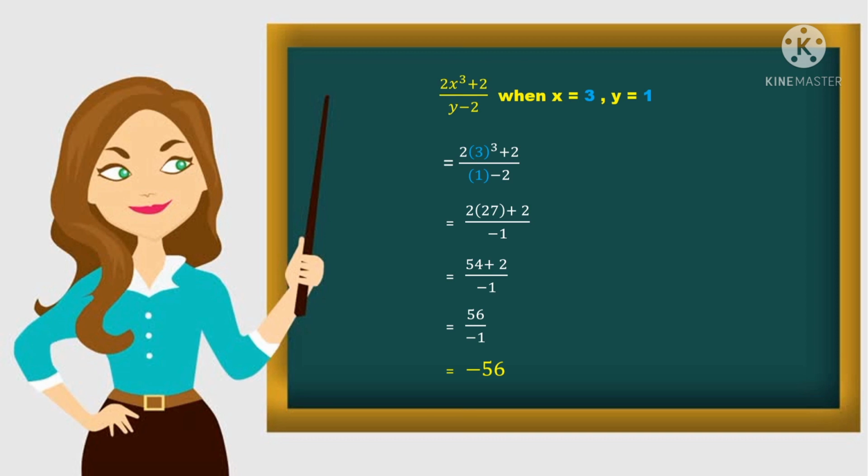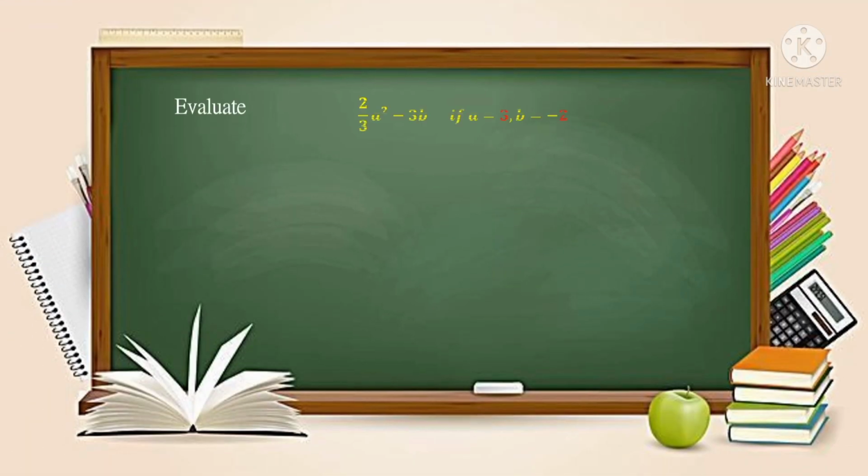So another example. Evaluate 2 over 3a squared minus 3b if a is equal to 3, b is equal to negative 2. Same procedure, so simplify by substituting the value of our variables. So 2/3 copy because it is already given, times the value of our a, which is 3, squared, minus 3 times the value of our b, which is negative 2.